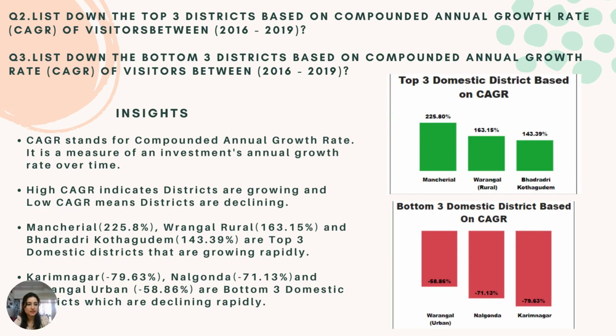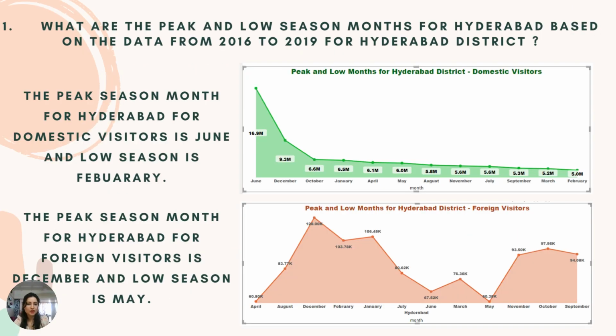So, from the graph, you can see that Mancherial, Warangal Rural, and Bhadradri Kothagudem are the top three domestic districts that are growing rapidly, and Karimnagar, Nalgonda, and Warangal Urban are the bottom three domestic districts which are declining rapidly. So, what are the peak and the low season months for Hyderabad based on the data from 2016 to 2019 for Hyderabad district? We can see that the peak season for the domestic visitors in the city of Hyderabad is June and the low season is February.